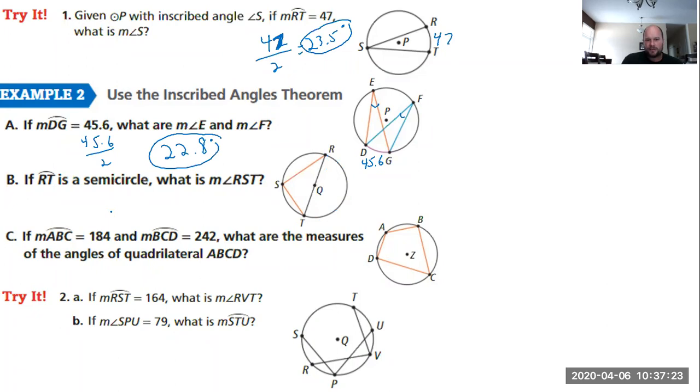What is the measure of angle RST? Well, if that is a semicircle, then we can say that this has to be a right angle. So it's going to be 90 degrees.